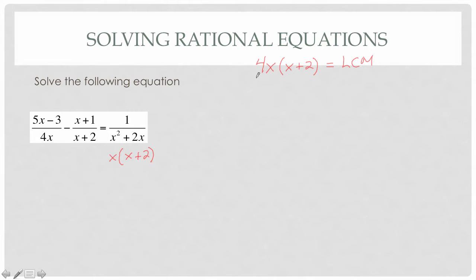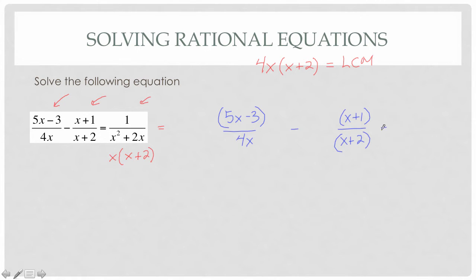So that's what we're going to do. We're going to multiply this first term, the second term, and this third term right here. We're going to multiply everything by 4x times x plus 2, and then we're not going to have any more fractions. So it's going to look a little messy as I write it, but let's just do it all so you can see how it works. I'm going to put the original equation in blue. So we got 5x minus 3 divided by 4x. And then we have minus, let's subtract from that, x plus 1 over x plus 2.